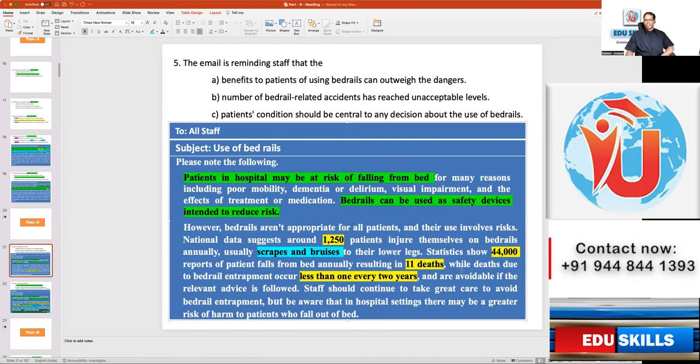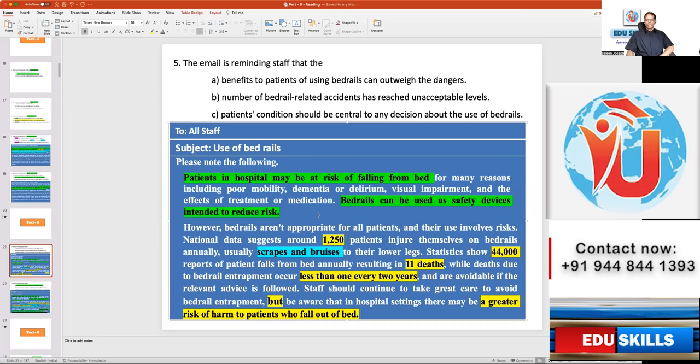This is also avoidable. Whereas here it happens, 11 deaths. Benefits to patients of using bed rails can outweigh the dangers. Are the benefits more or the dangers more? Benefits are more. Okay. This is clear, no? This is again the gist of the paragraph. You can just find the numbers. That is the easiest for you. Numbers 1 to 50 and 44,000, which is greater? And just annually 2 getting bruises and 11 deaths, which is greater?